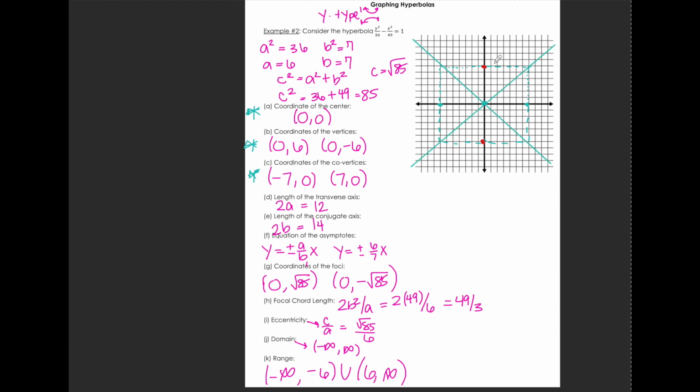So now I know that my hyperbola is going to go through this vertex and hug this asymptote over here, and then start at this vertex and hug this asymptote over here, and then same thing in the bottom. So although we pulled out all of this extra information because that's what this question asked me to find, the only key features that I needed to graph this hyperbola were the center, the vertices, and the co-vertices. Let's do one more example.